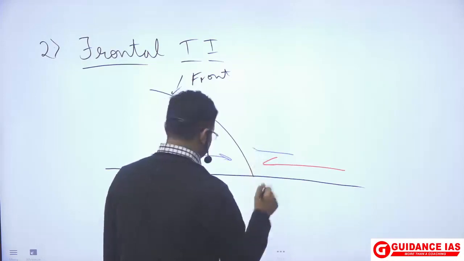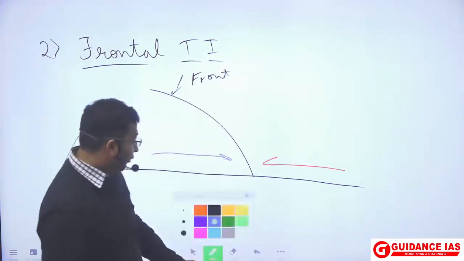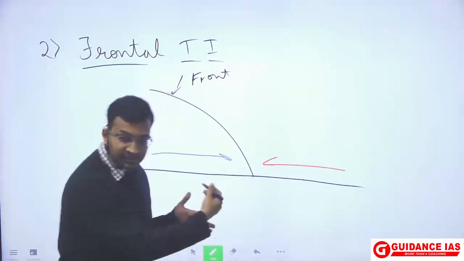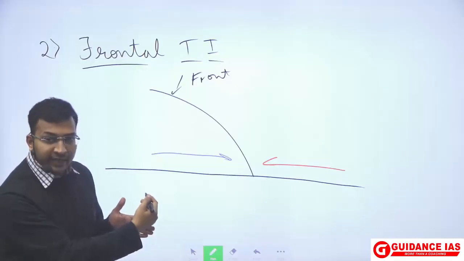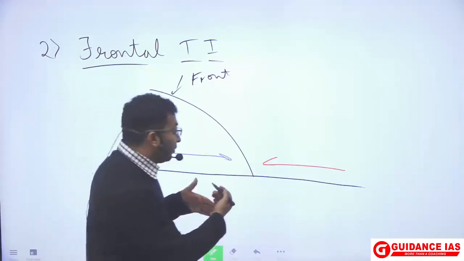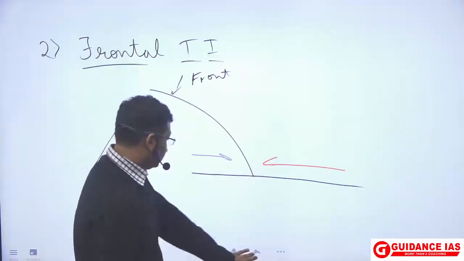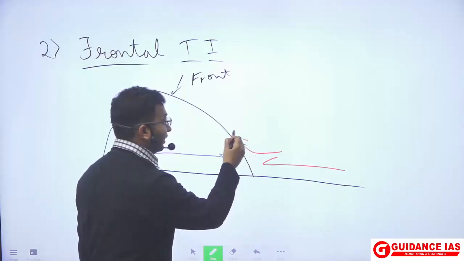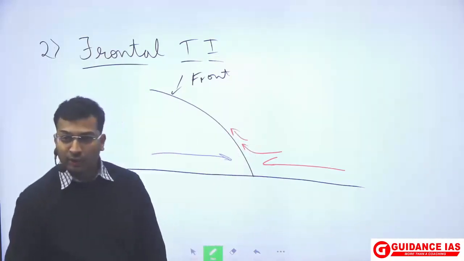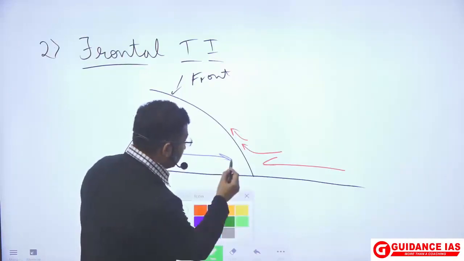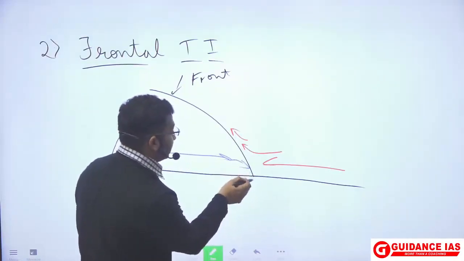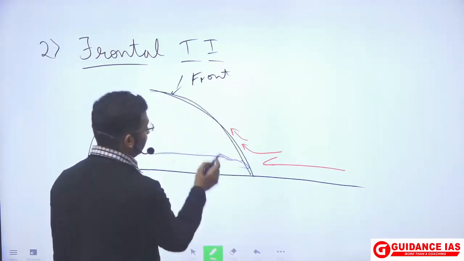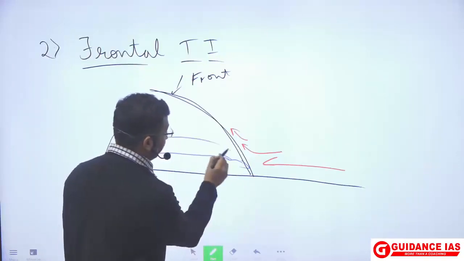The warm air mass, being lighter, meets a cold air mass which is dense and heavy. What will happen? This warm air mass will begin to rise over the cold air mass. And such a sloping boundary or a sloping front will be formed.